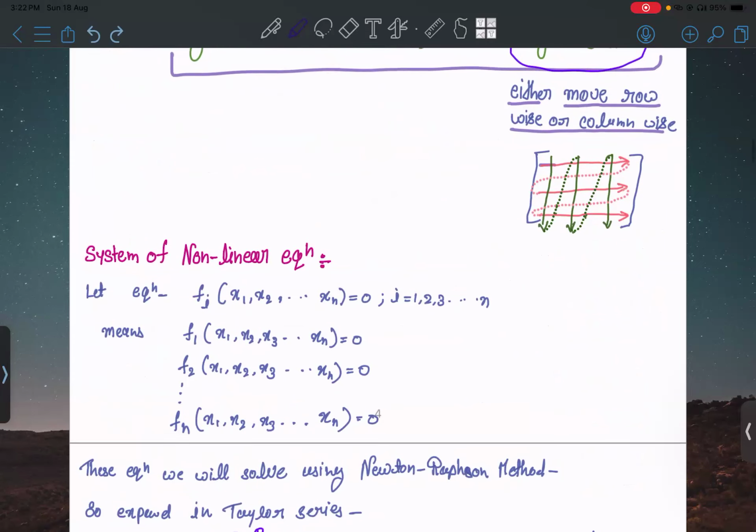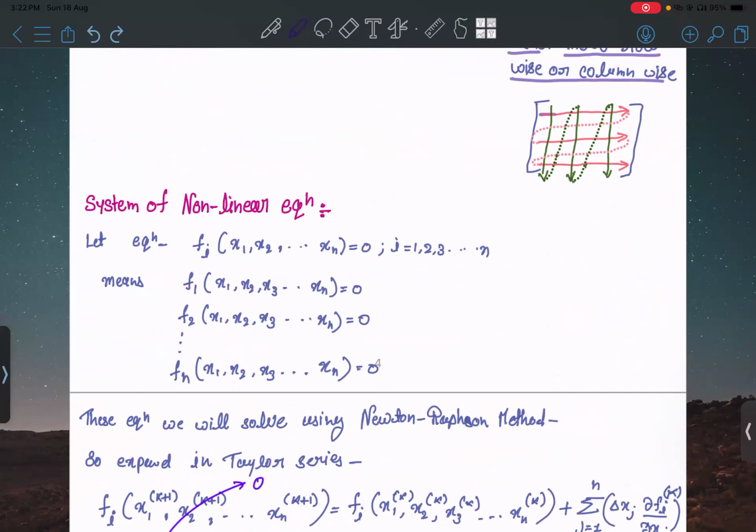Now, if we want to solve a system of non-linear equations. In the first week, we have seen that if we have one non-linear equation, we can solve it using either the bisection method, or what was the second method? Newton-Raphson method. Okay, the second method was the Newton-Raphson method.